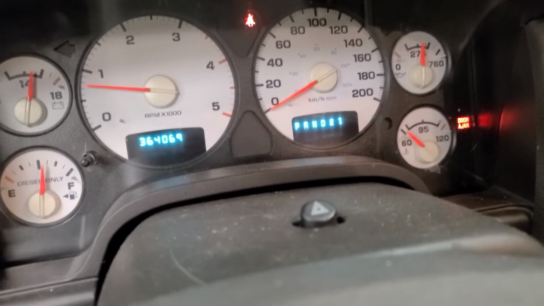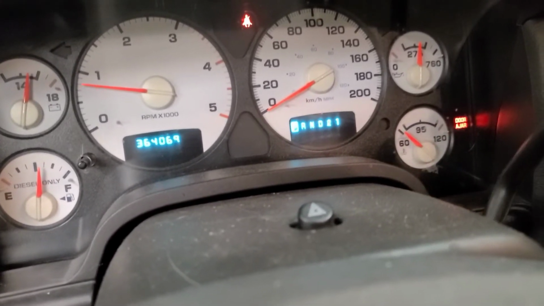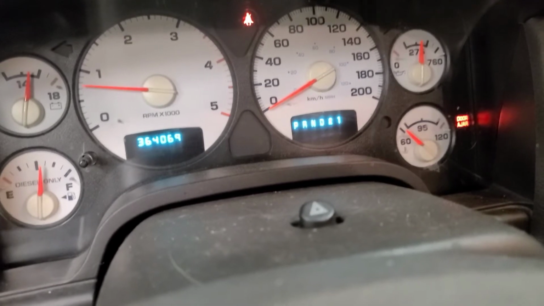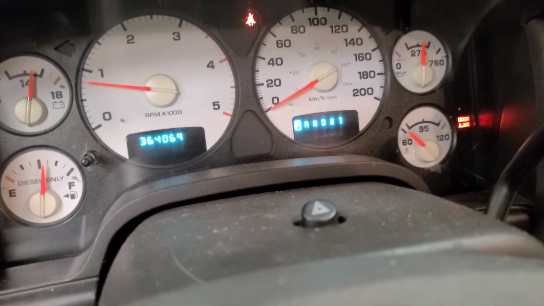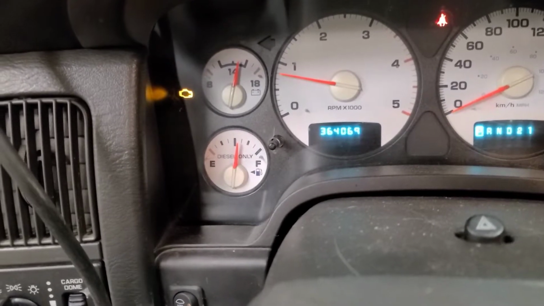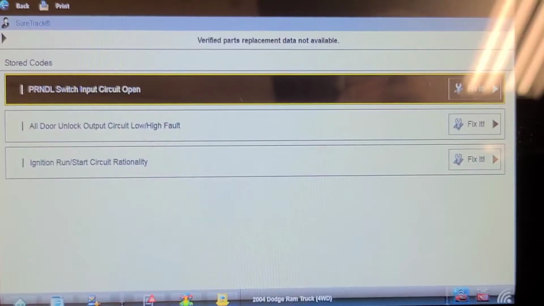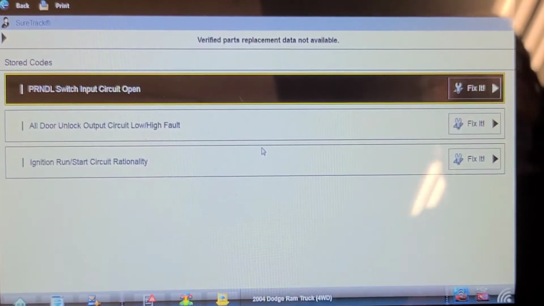No drive display, no second, but first works. Now that may have an effect on the transmission operation, we'll see. But we're going to scan it and find out why the check engine light is on. 364,000 kilometers. So here are the codes that are in the instrument cluster.